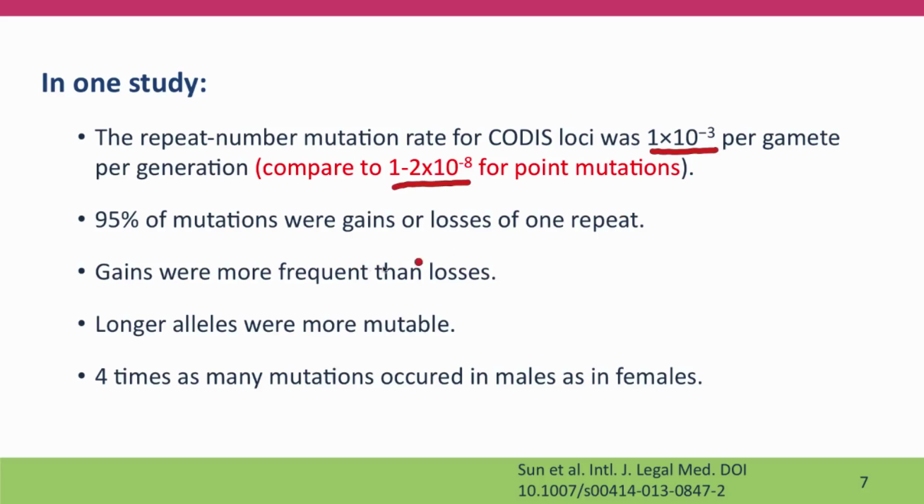Most of the mutations that occurred were a single repeat, a gain or a loss of one repeat, more commonly gains than losses. Longer alleles with more repeats were more mutable because presumably they provide more opportunities for DNA polymerase to slip. And 4 times as many mutations occurred in the male parent as in the female parent. And this is consistent with what we know about the much larger number of DNA replications in the male germline.